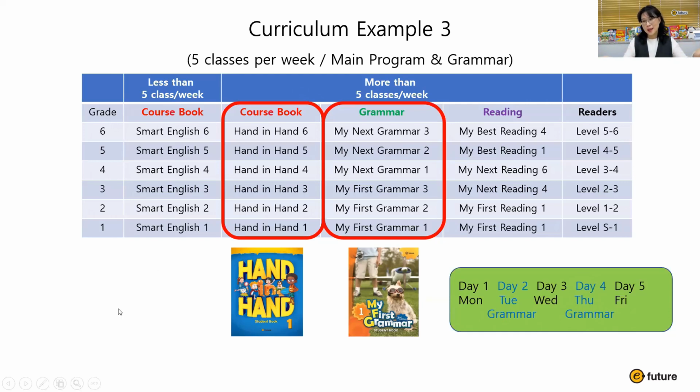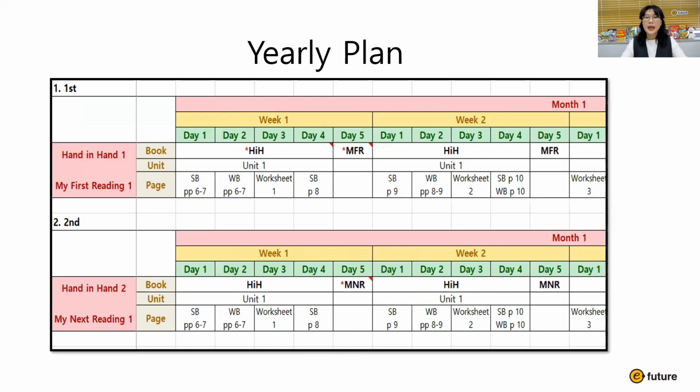So these are just examples and my suggestion. Your school situation is different, so you can mix and match using eFuture books for your English curriculum. And we can provide a yearly plan like this when you are using more than one book. If you are using two books, like for example, this school is using Hand in Hand and My First Reading, the course book together with the reading skill book, we can plan a yearly plan like this.